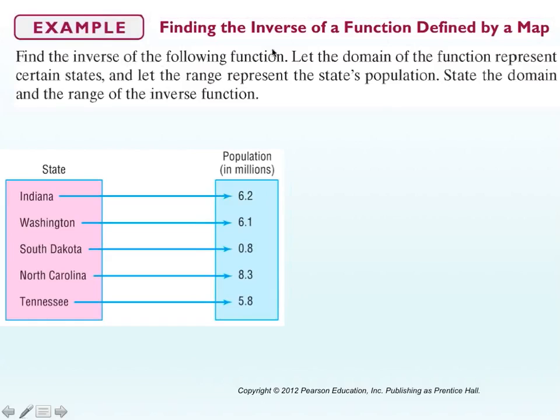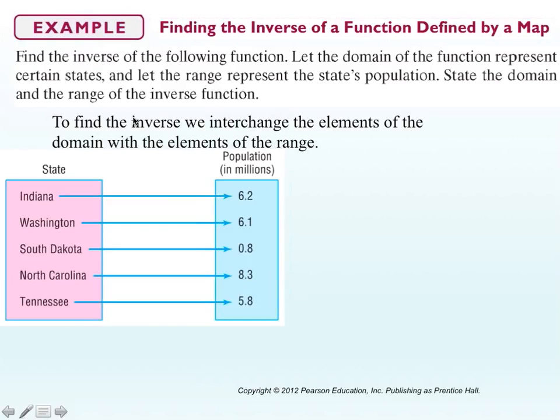So let's say that we want to find the inverse of the following function. The domain is going to be all these different states that are listed: Indiana, Washington, South Dakota, North Carolina, and Tennessee. And then the range is going to be the populations: 6.2 million, 6.1 million, 0.8 million, 8.3 million, and 5.8 million. So we want to go ahead and state the domain and the range of our inverse function.